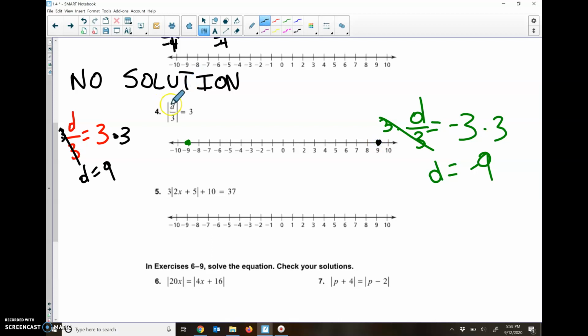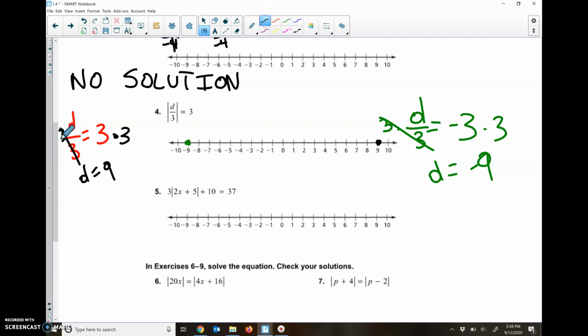If I go back and check that, 9 divided by 3 is 3. Absolute value of 3 is 3. Lots of 3's in this problem. And then negative 9 divided by 3 is negative 3. And the absolute value of negative 3 is positive 3.